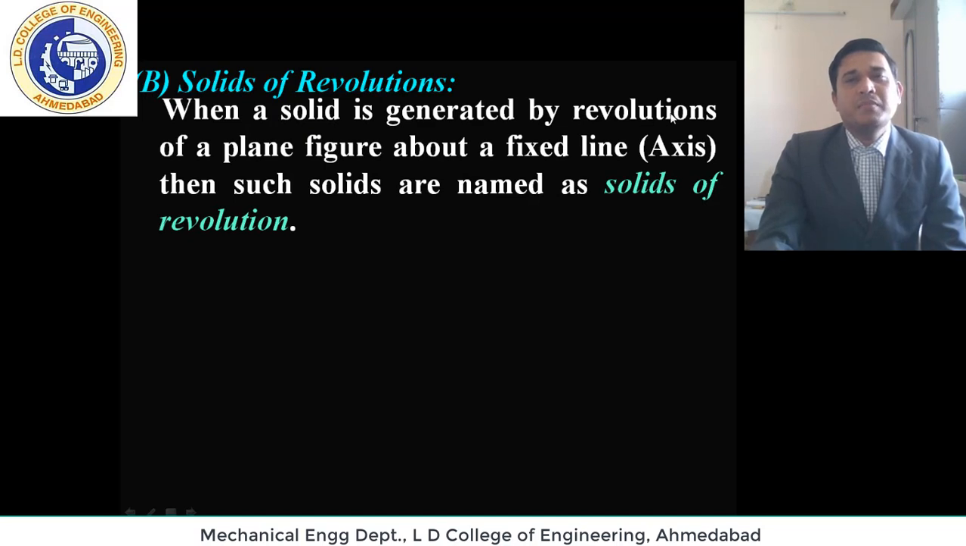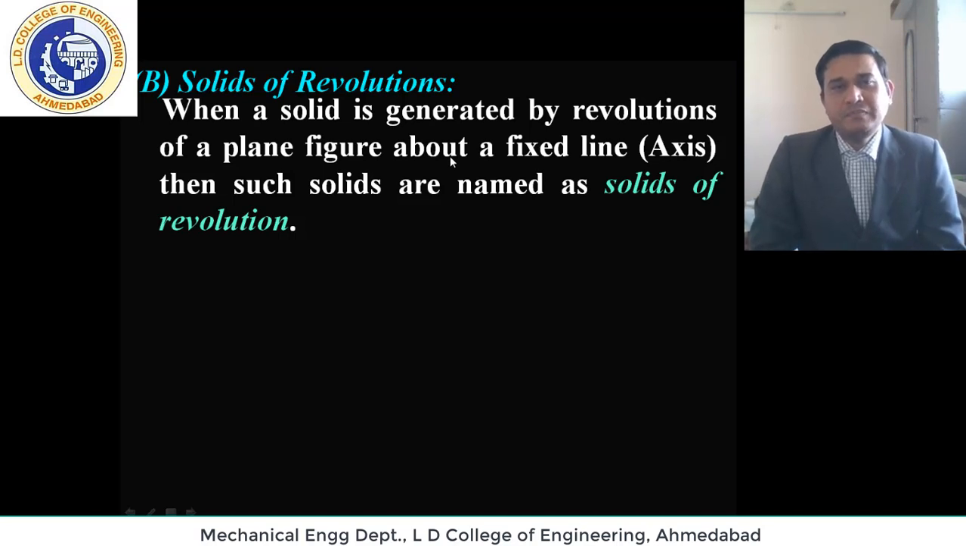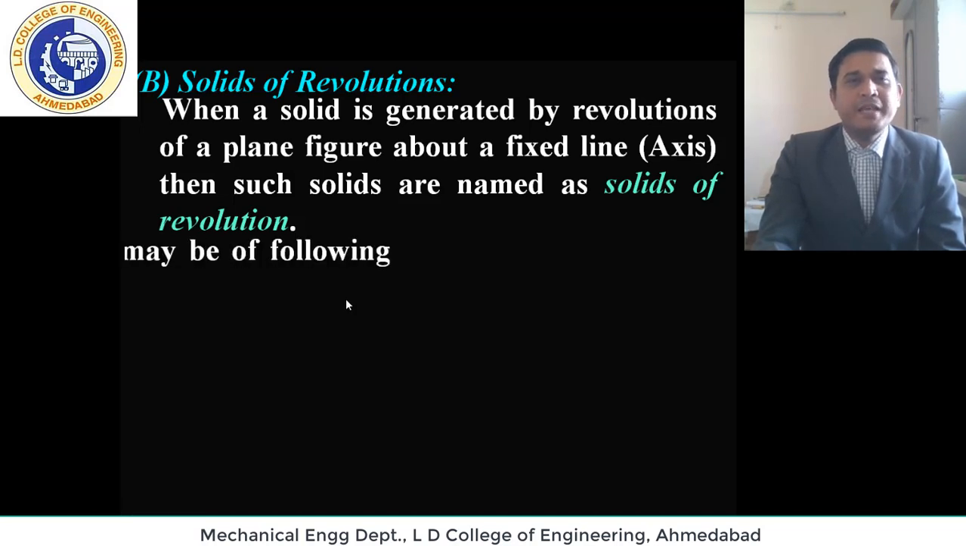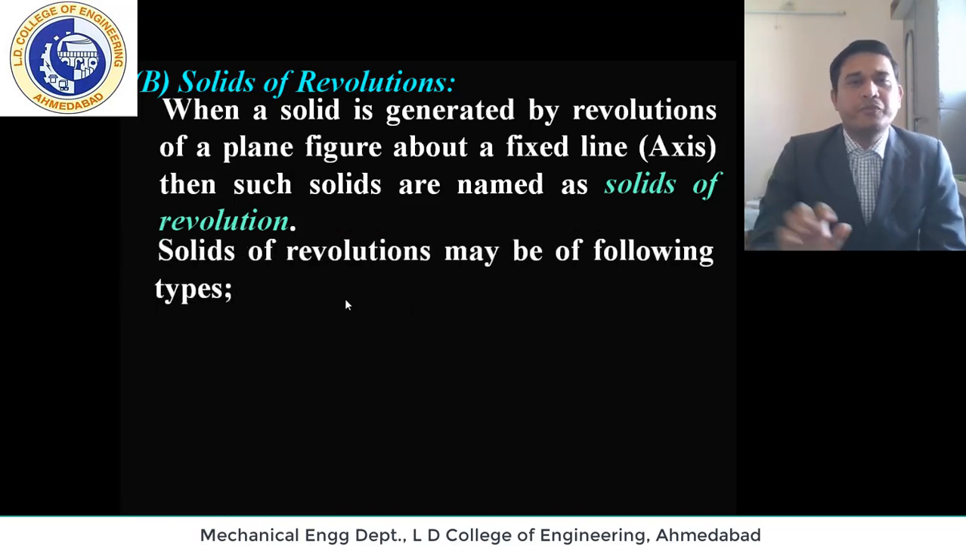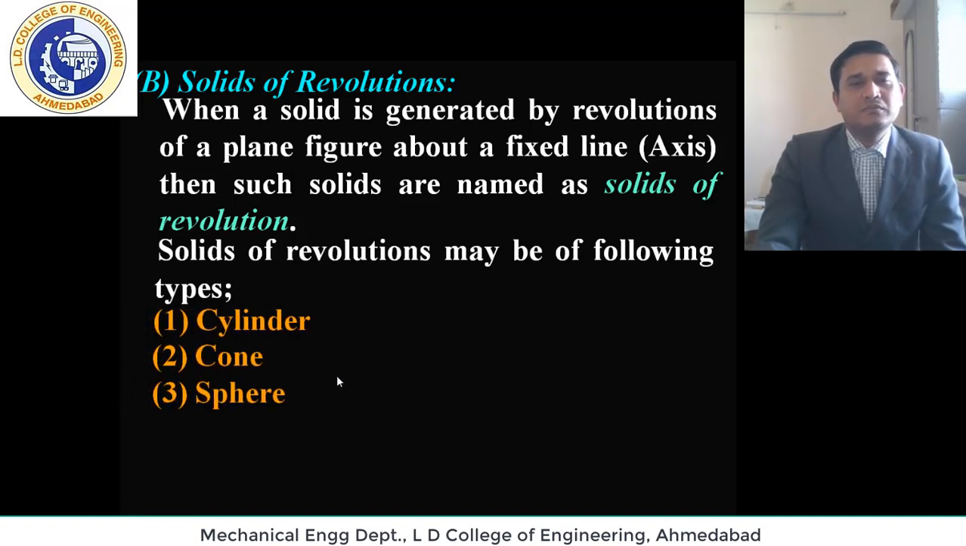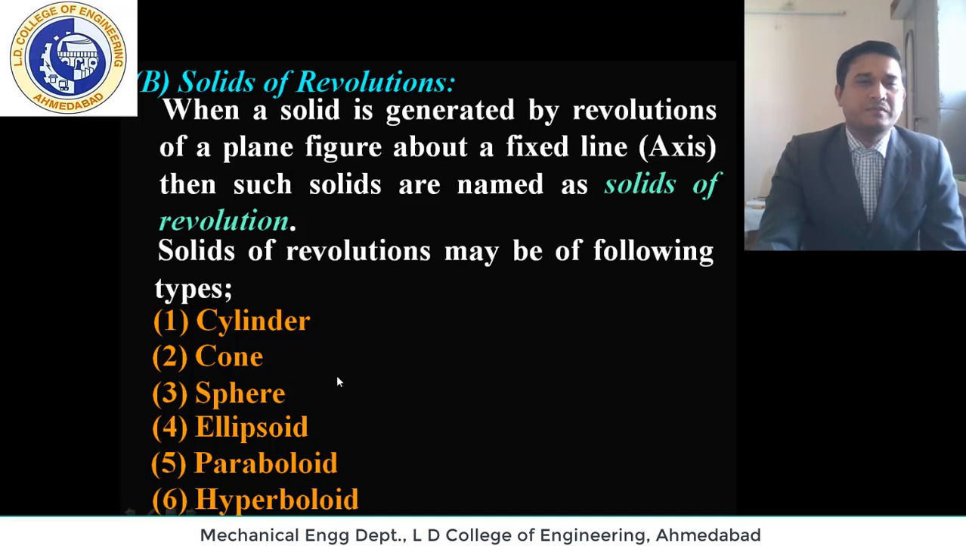When a solid is generated by the revolution of a plane or plane figure about a fixed line, then such solids are named solids of revolution. The basic names of these kinds of solids of revolution are cylinder, cone, sphere, ellipsoid, paraboloid, hyperboloid.